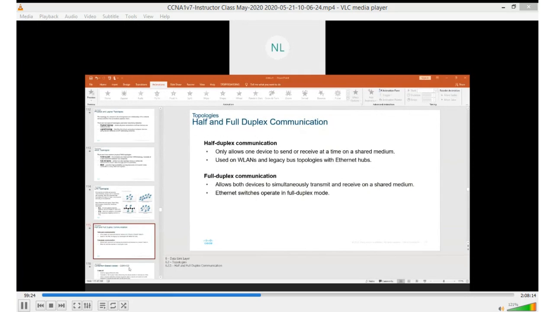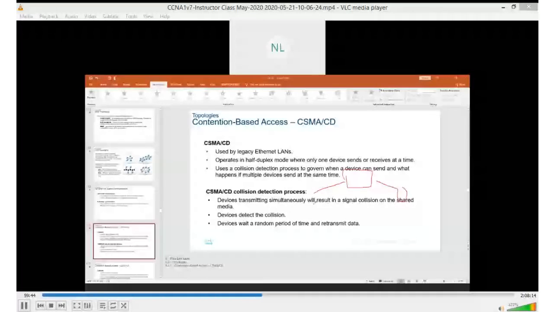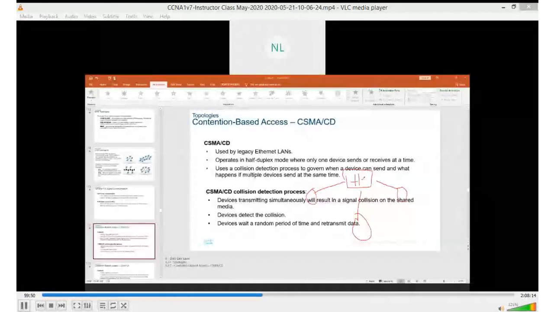Now, when we used to have all these legacy devices that are prone to collision, content-based access was developed to be able to solve this problem. Let's say here I have a hub, and this hub is connecting a PC, another PC, and another PC. Because it's a hub, it's half duplex, and therefore it can only send or receive.